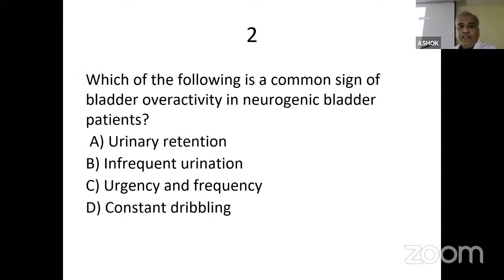Which of the following is a common sign of bladder overactivity in neurogenic bladder patients? Urinary retention, infrequent urination, urgency and frequency, constant dribbling. Urgency and frequency, right?